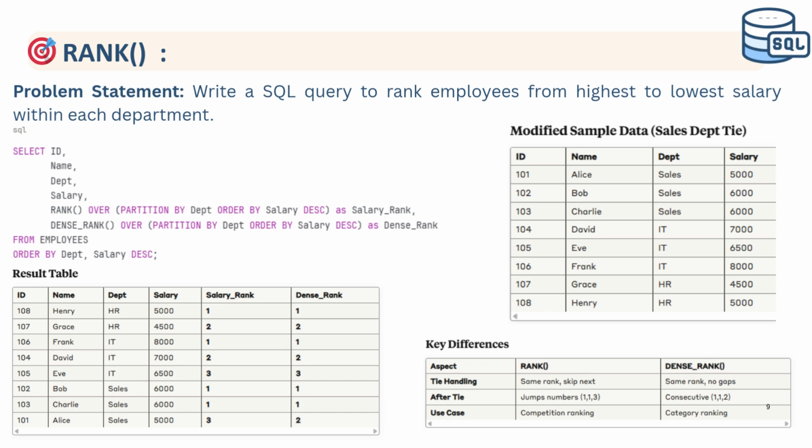IT and HR departments have no ties, so both functions produce identical results. In Sales, Bob and Charlie both rank 1. Alice gets rank 3 with the RANK function but rank 2 with the DENSE_RANK function, so the key difference is RANK skips numbers after ties, DENSE_RANK keeps consecutive numbering. You have to choose which function to use based on your business logic and needs.